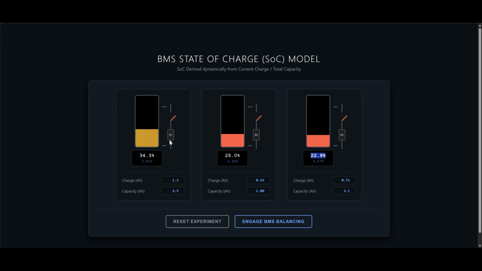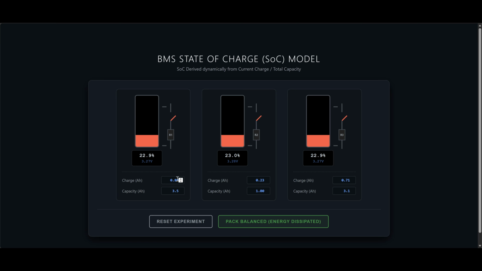So how will this happen? This will happen through the circuit that is present over here, which is a kind of resistive circuit with a switch. So basically these switches mostly are MOSFETs, and using these MOSFETs you will be able to control the discharging process of the cells. Okay, if you click on engage BMS balancing, then balancing will start. Okay, so this has reached 23% and this has reached 22.9%.